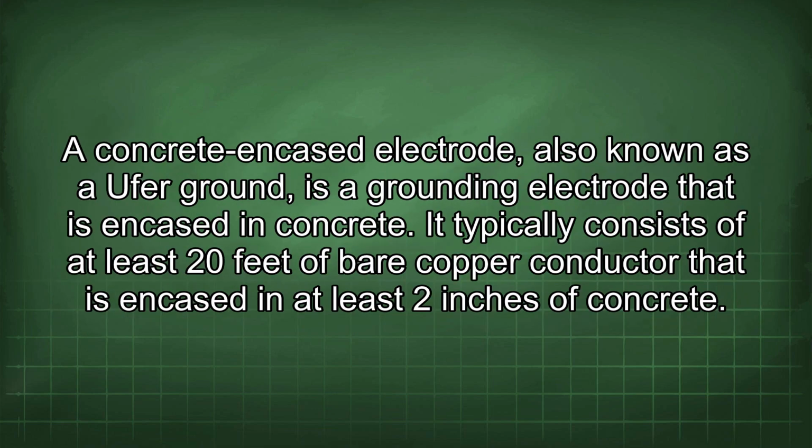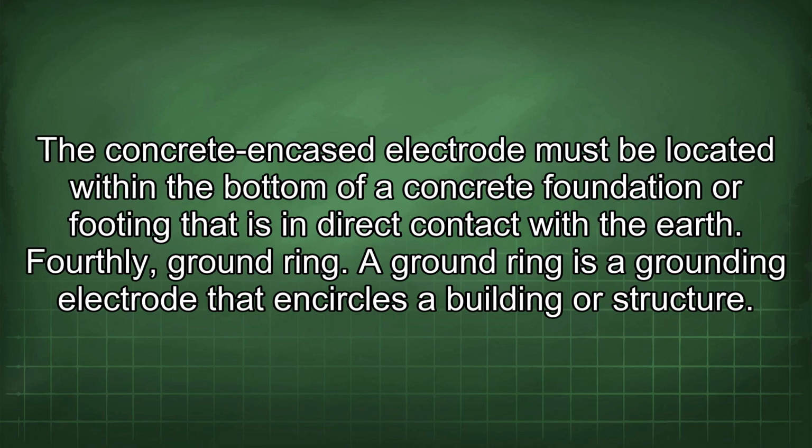Thirdly, concrete encased electrode. A concrete encased electrode, also known as a Ufer ground, is a grounding electrode that is encased in concrete. It typically consists of at least 20 feet of bare copper conductor that is encased in at least 2 inches of concrete. The concrete encased electrode must be located within the bottom of a concrete foundation or footing that is in direct contact with the earth.